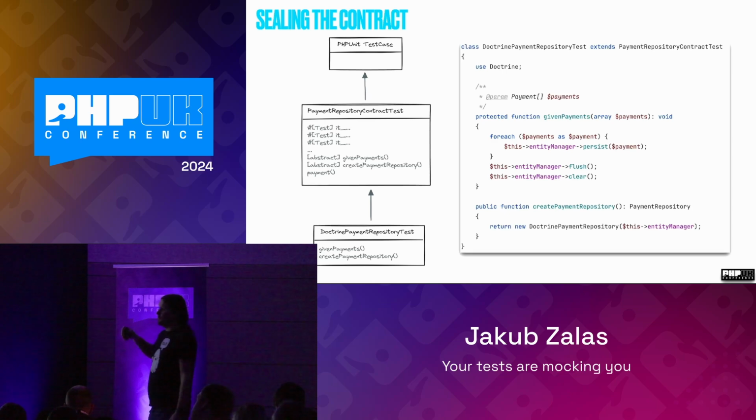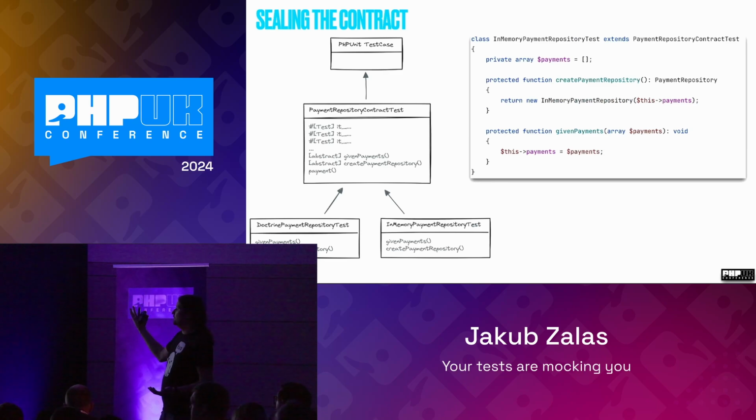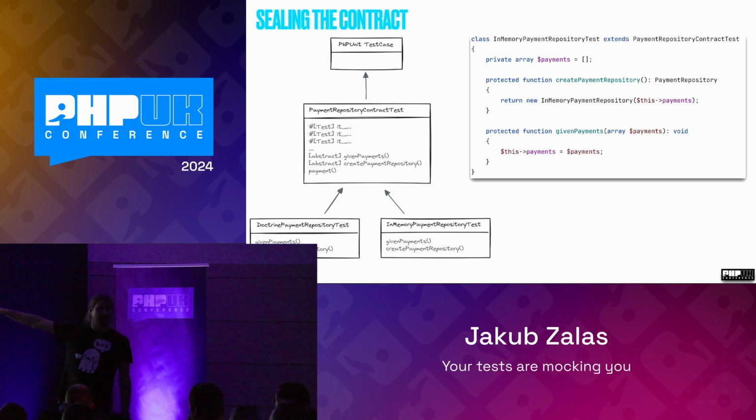This gives us the power to now create a new test case, like for the in-memory repository, that will pass the same tests. You could think you could have a file-based repository, or maybe something that doesn't use Doctrine. Such an implementation of a repository can be used as a lightweight replacement in your acceptance test, for example. So they are equivalent because they meet the same contract. So they are replaceable. They are interchangeable.